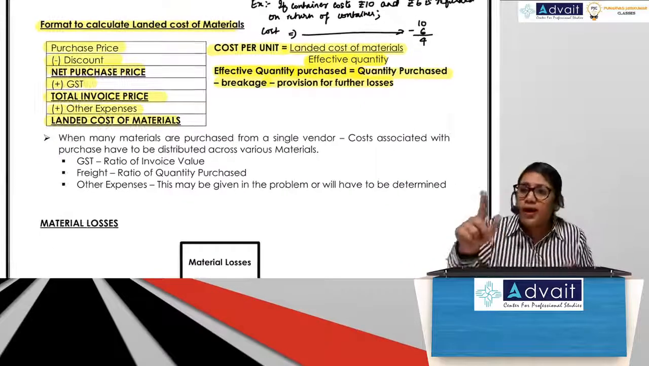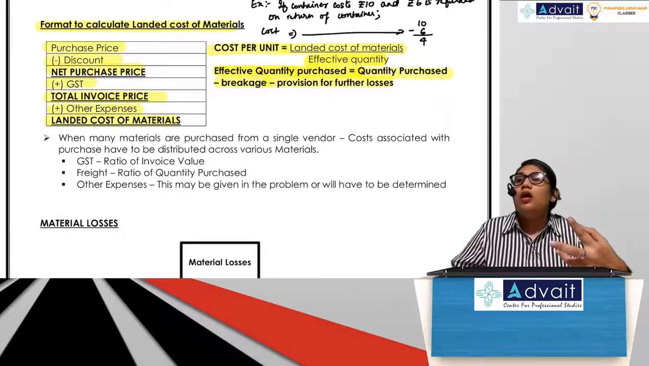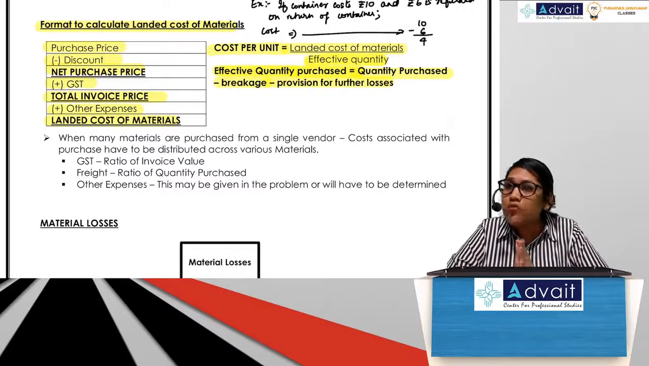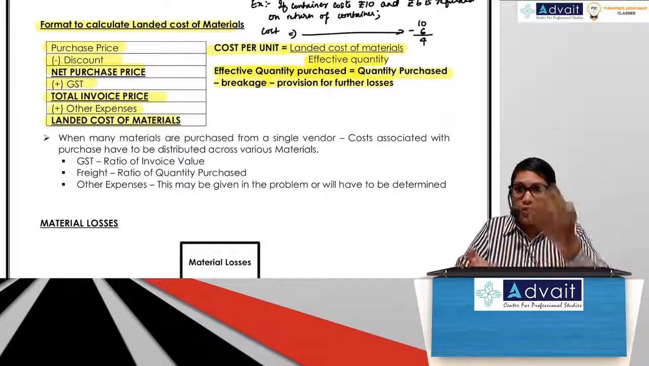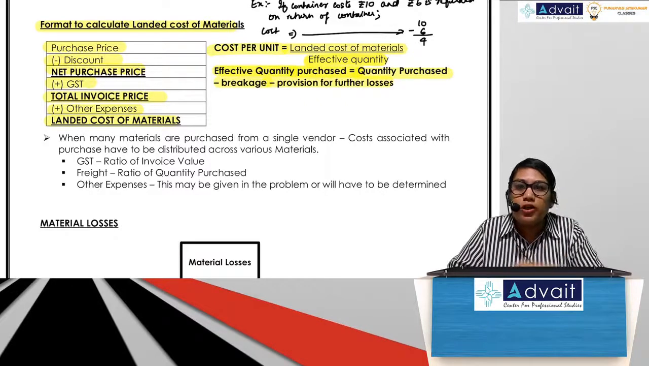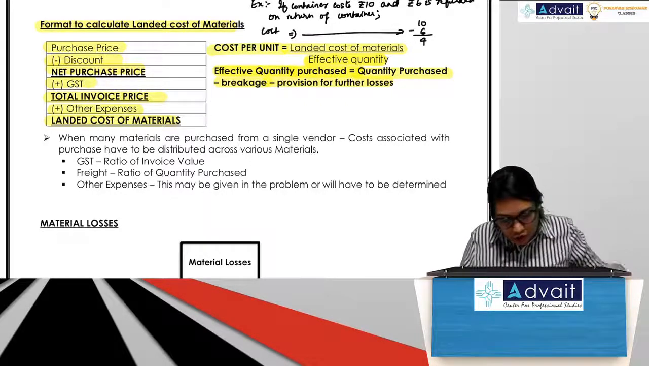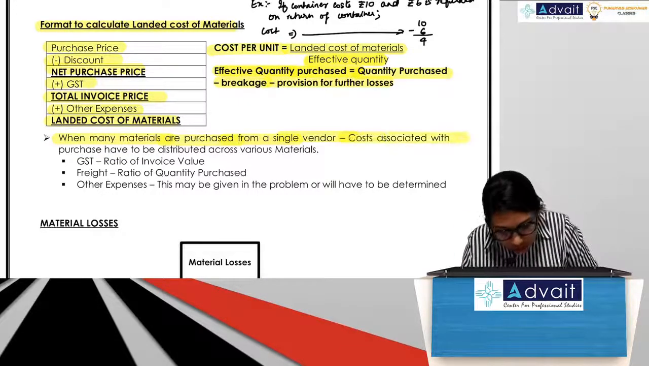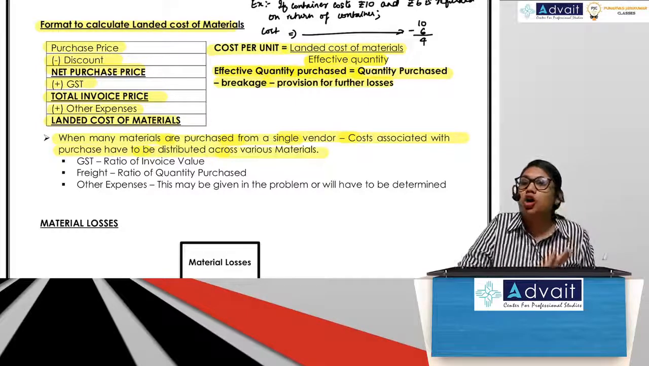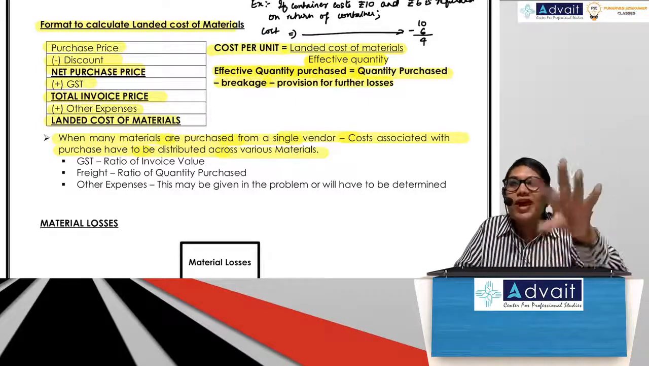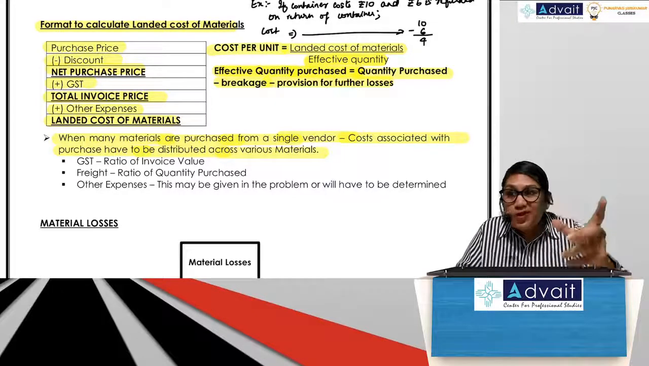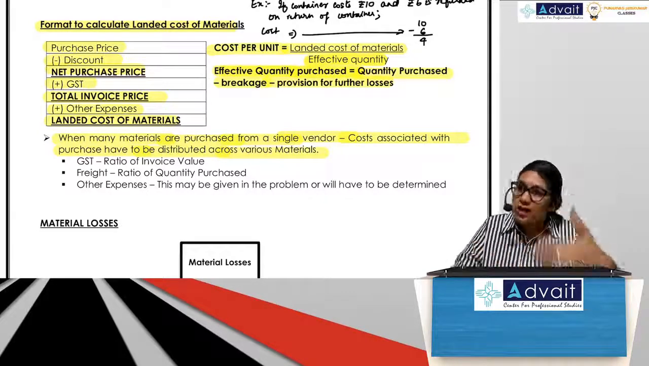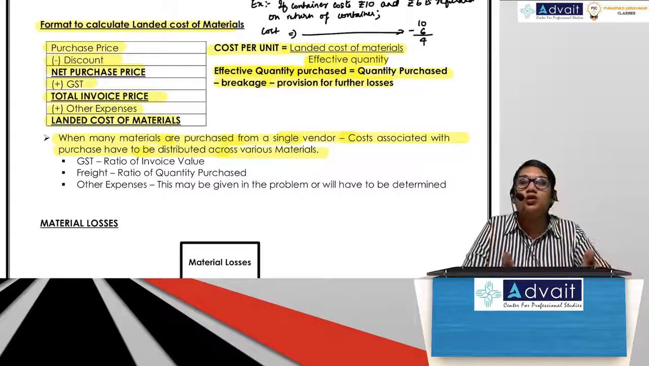this is when we are talking about one material. But let's say the organization is buying many materials from one vendor, and the invoice is just one. Then you have to split the cost between various materials. So when many materials are purchased from a single vendor, costs associated with purchase have to be distributed across materials, because for each material you will have your stores ledger. So for each material you need to calculate stock rate separately. For each ledger we need to know what the landed cost was separately. So you will have to split your material cost accordingly.